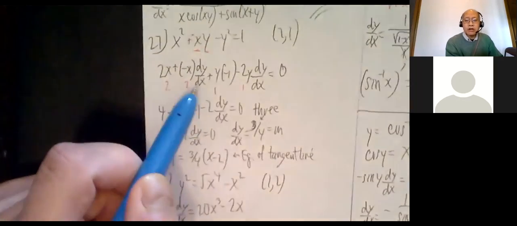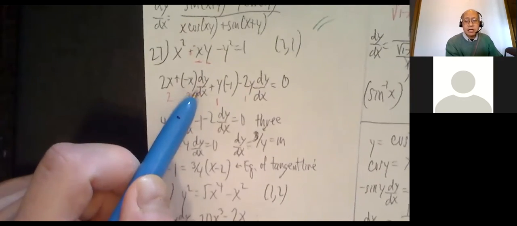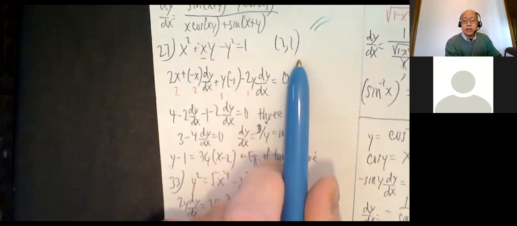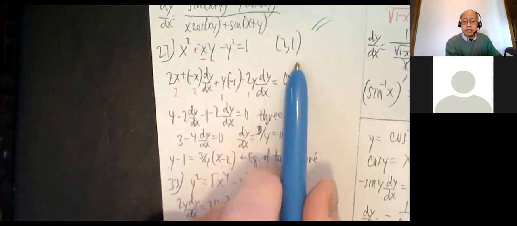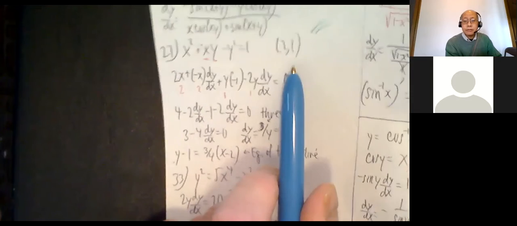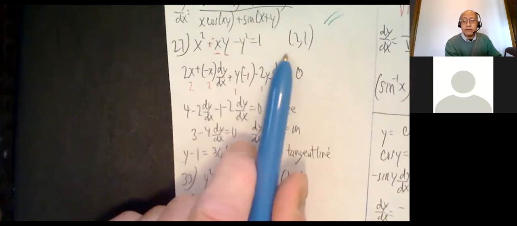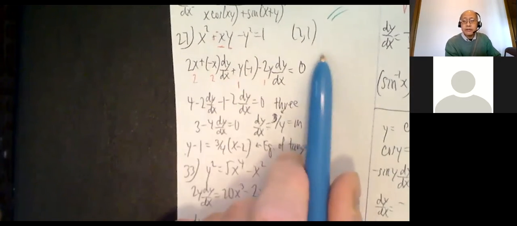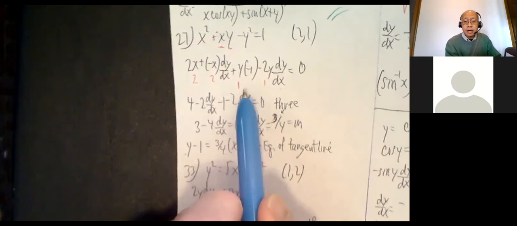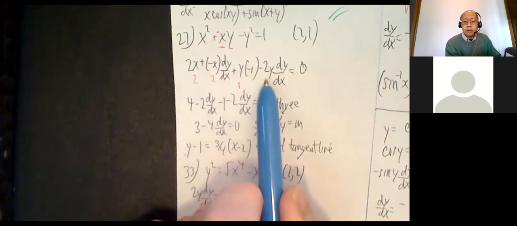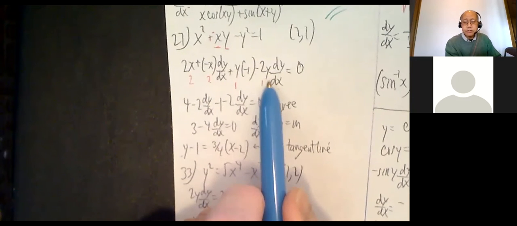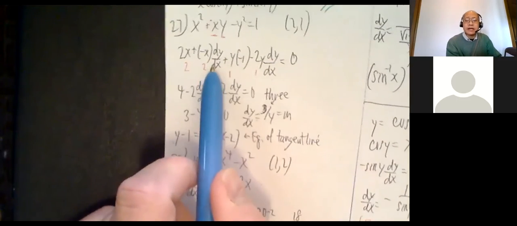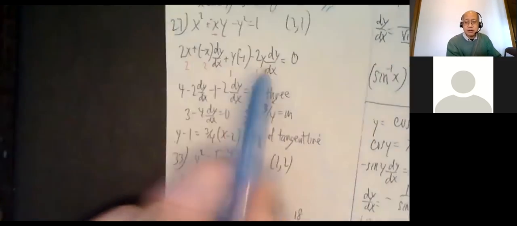Now I could algebraically solve for dy dx, but there's something better. Since they already tell me the point is 2, 1, I might as well just start plugging in now, and then the algebra becomes much easier. So put a 2 for every occurrence of x, 2 goes there and there, and every time I see y, I put in 1. So 1 goes there, 1 goes there. Yes, you could solve for dy dx right away, but I think right now it's easier to plug in.